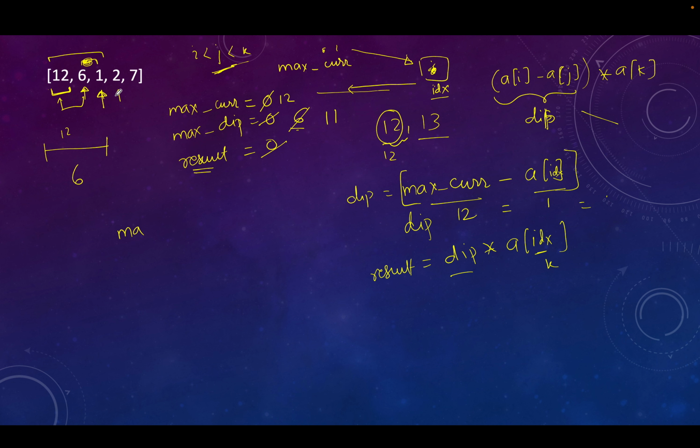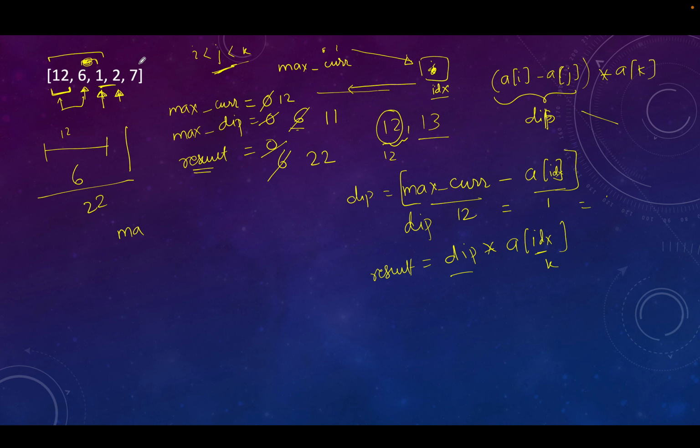Now we come to 2. So dip is 11, 11 multiplied by 2. Now result is, so it became 6, then it became 22. So till here result is 22. And max so far is not updated. We did not get any better dip, so dip is not updated.